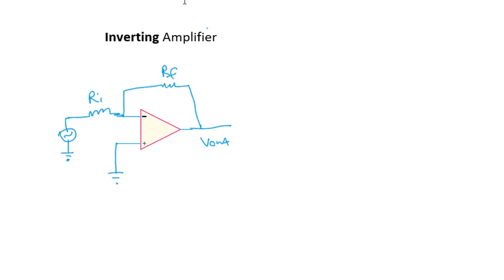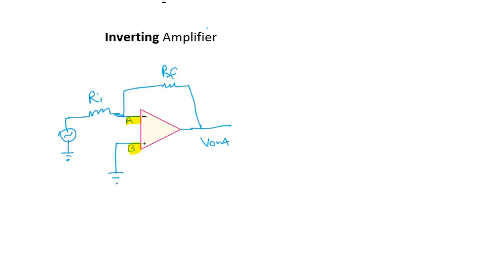So this is my circuit, and now let us take this end terminal as A. I am calling this end A, and the non-inverting terminal is called B. So here I have named A and here we have B. Now let us analyze the condition.